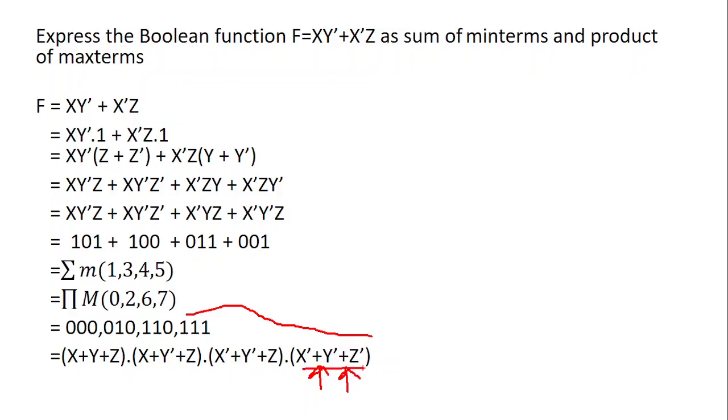Every term is a sum term. So you have a product of sum. This is one sum term, this is one sum term, this is one sum term and this is one sum term. All of them are multiplied together. That is why we say product of sum, product of sum term. And this is what is your equation. So this you can get it very quickly. You can manually solve them. Okay, you can get it.